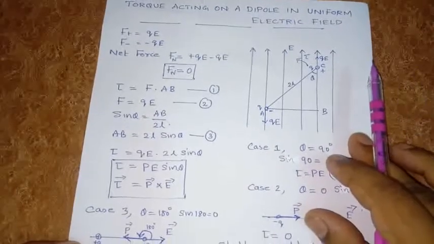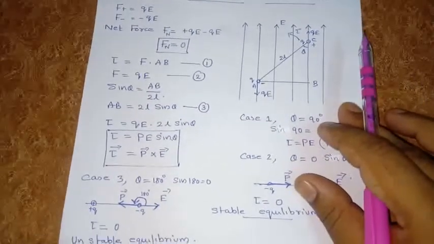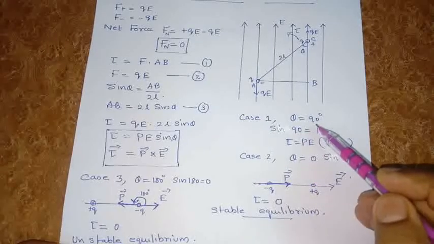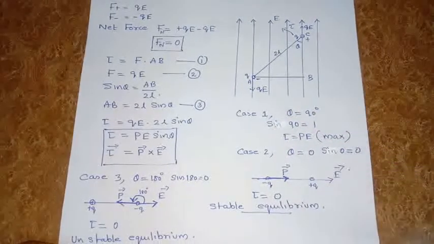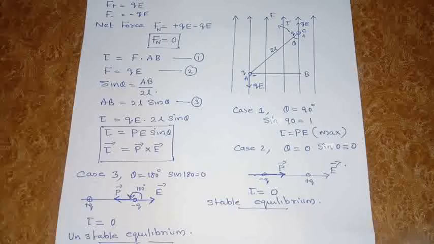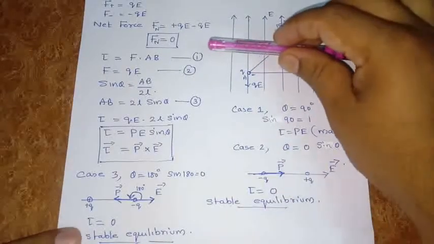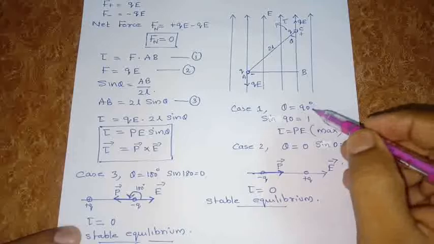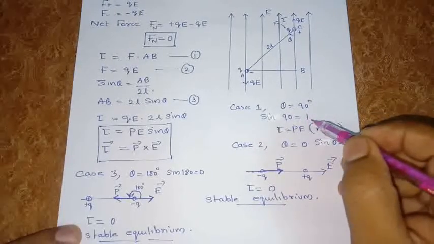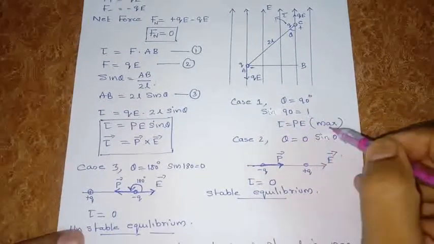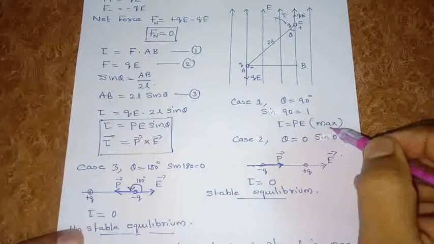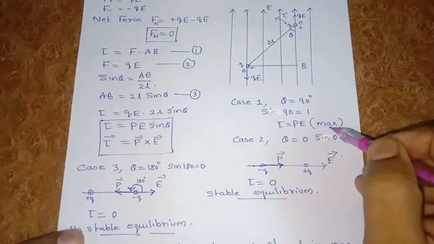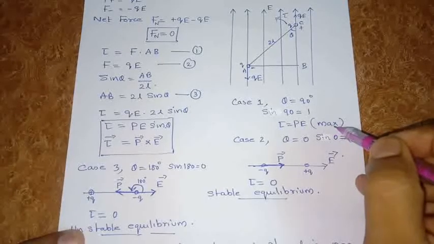Now let us discuss various cases. Case number 1, theta is equal to 90 degrees. So that means the dipole is placed perpendicular to the electric field. When the dipole is placed like this, perpendicular to the electric field, theta is equal to 90 degrees, sine of 90 is equal to 1, therefore tau is equal to PE, maximum. The electric dipole experiences maximum torque when it is placed perpendicular to the electric field.